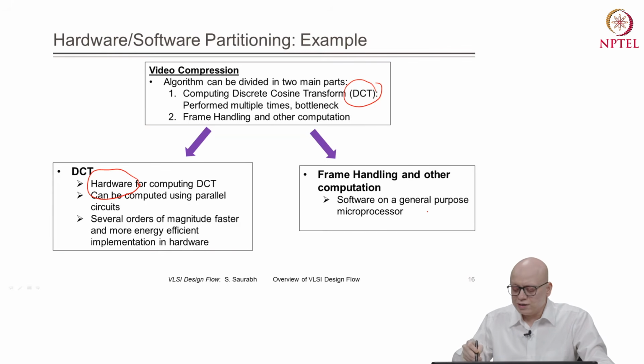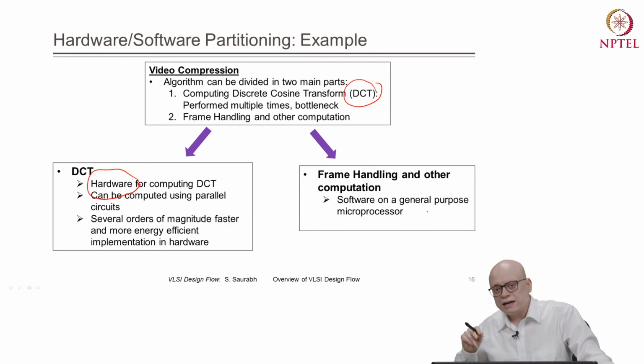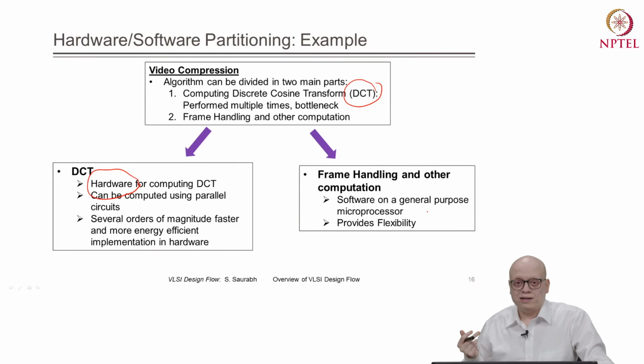So, software running on the general purpose microprocessor will provide a lot of flexibility. For example, later on if the frame handling algorithm and other things need to be changed, those can be changed just by software modifications. No change in hardware will be required, right.